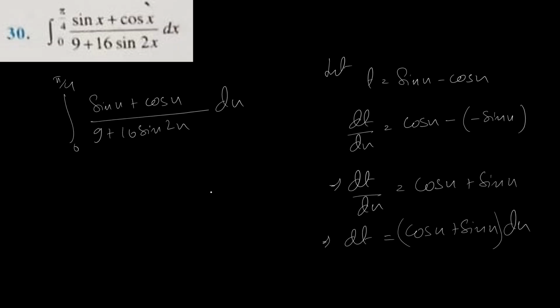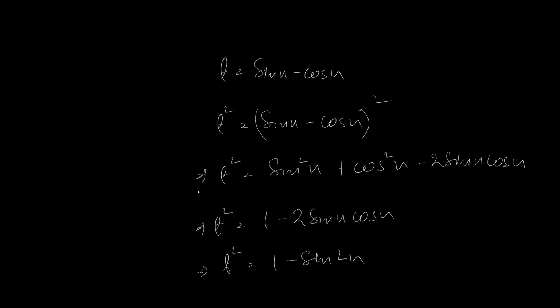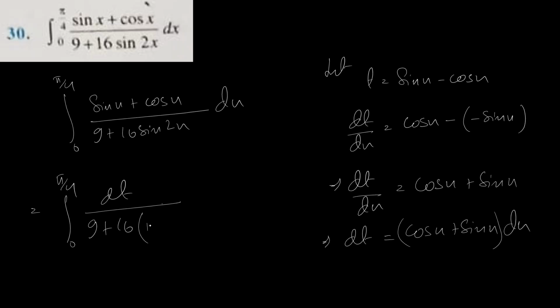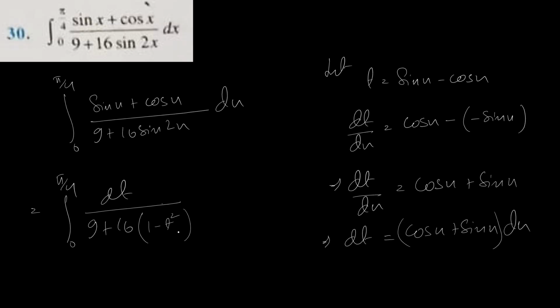So this value I will put in here. So the integral from 0 to pi by 4 of (sin x plus cos x) dx will be dt, divided by 9 plus 16 sin 2x. What sin 2x value have I got? I got 1 minus t square. So I put it in here.